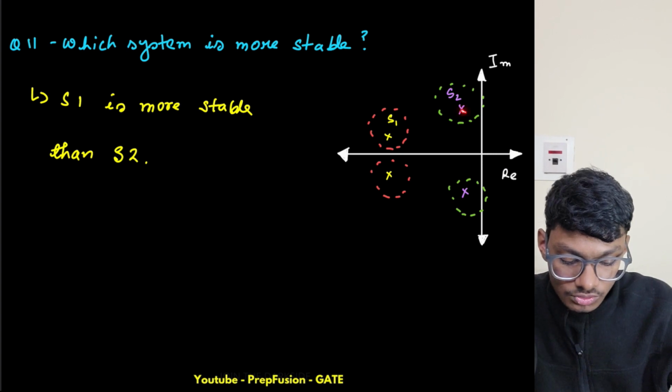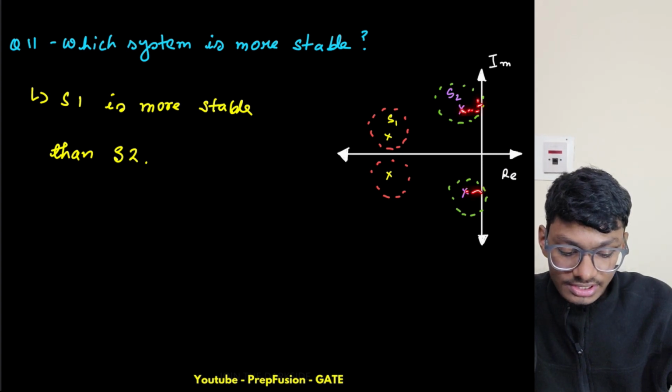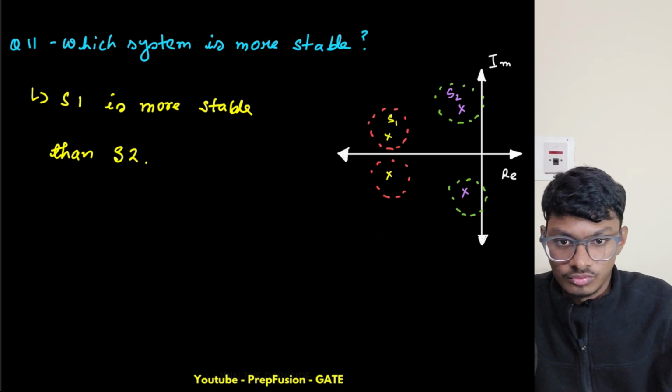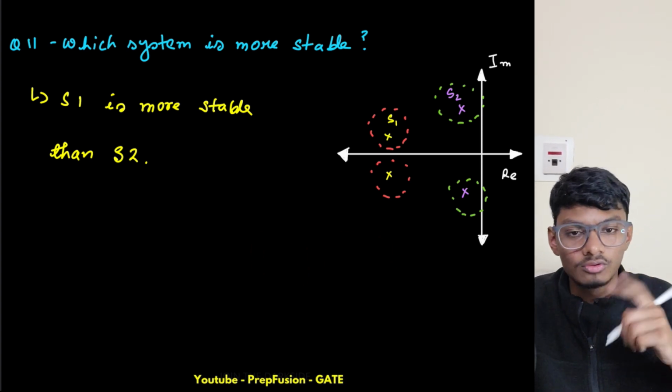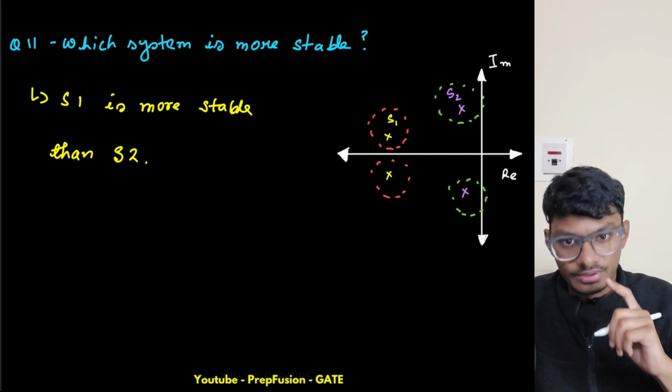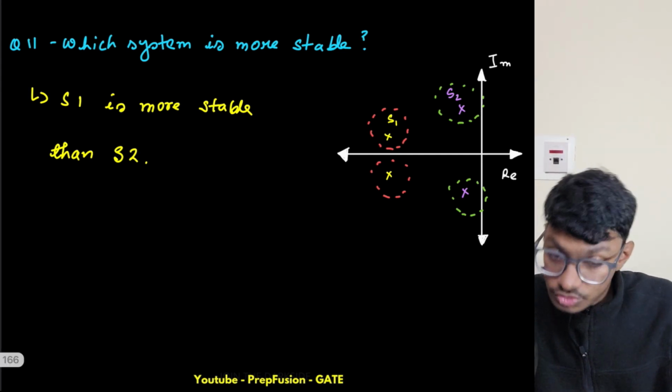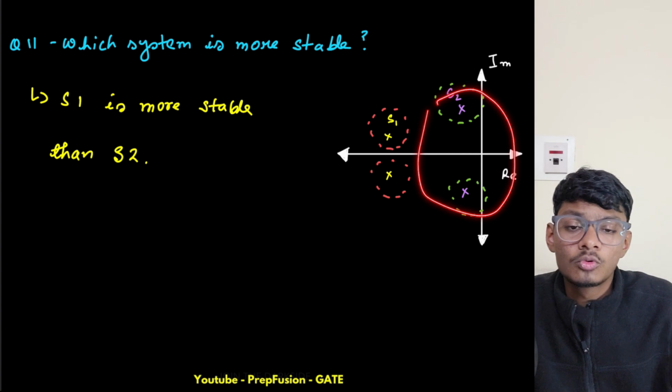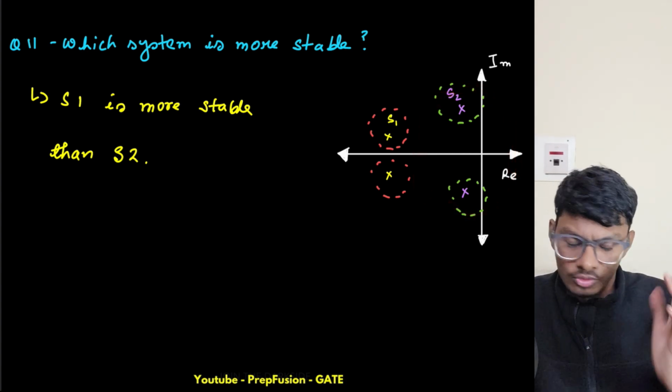So if it goes more on the right hand side and touches the imaginary axis, what will happen? My system will become oscillatory. Overshoot will be 1 itself, 100% overshoot. So this S2 has more oscillatory nature, as a second order system. I hope you remember.